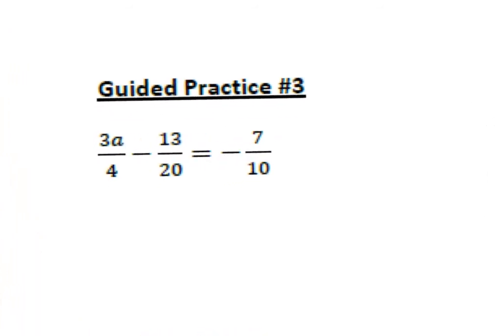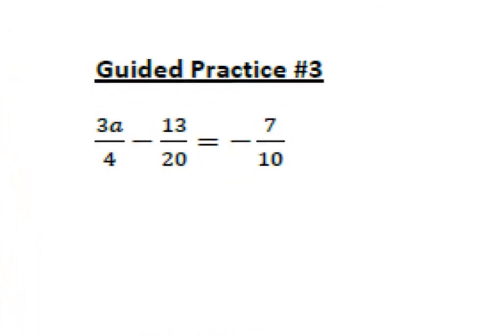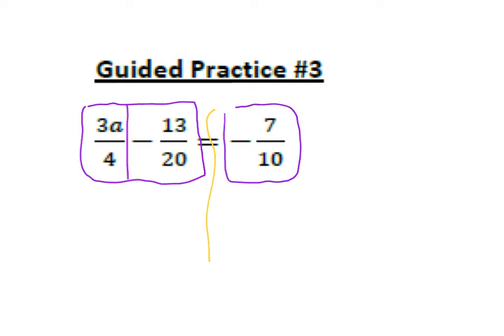Let's do number 3. All right, so the first step, again, is to draw your line and separate your two sides. Okay, and then we're going to figure out how many terms we have. So remember, terms are separated by plus and minus signs. So I'm going to go right here in front of this minus sign. And so on the left, I have 2 terms. And on the right side, I have 1 term.